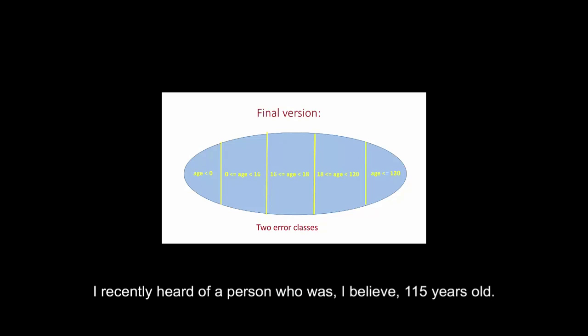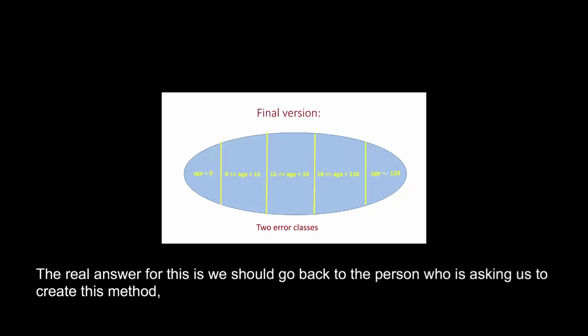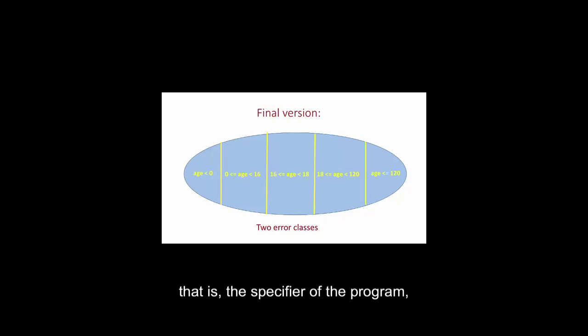I recently heard of a person who was, I believe, 115 years old, and I think there have been some approaching 120. Well, I arbitrarily picked 120. The real answer for this is we should go back to the person who is asking us to create this method, that is the specifier of the program, and ask them what's the appropriate top end for ages. But we'll go with 120 for now.